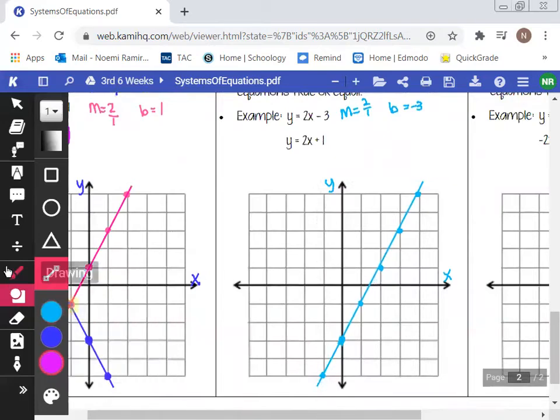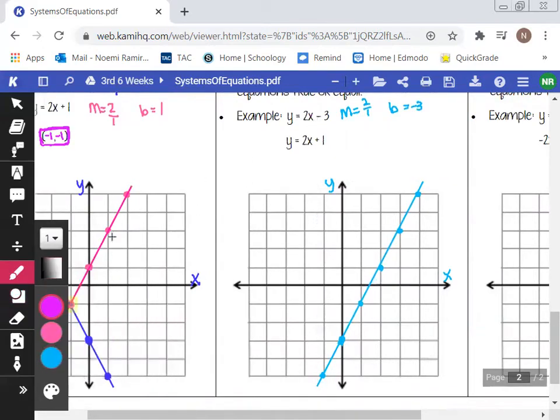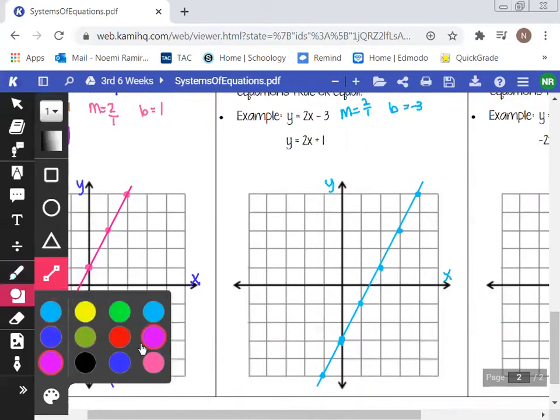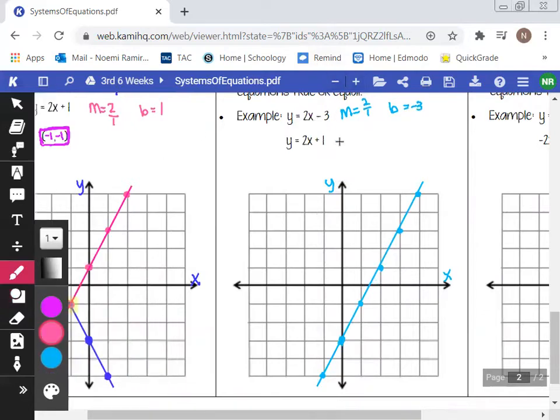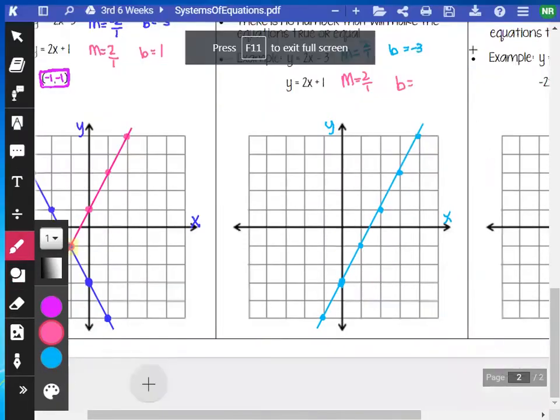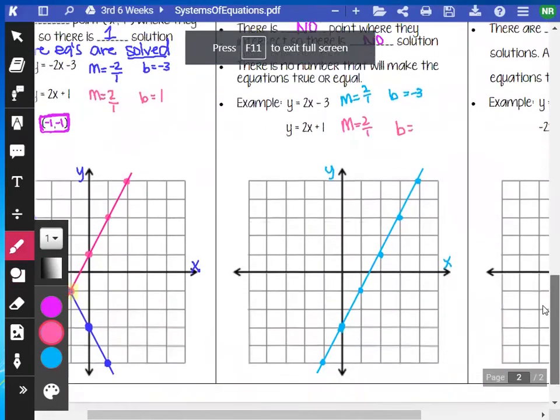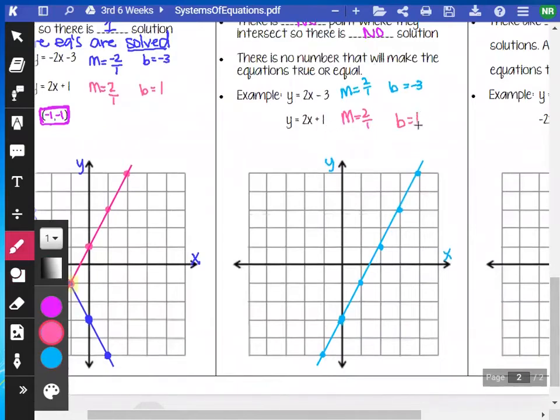Okay. Let's plot the next one. Actually, I'm going to do it in pink. My slope, 2/1. Notice they have the same slope. My y-intercept, let me make this bigger because it's getting on my nerves, sorry. My y-intercept is 1. So y-intercept is a +1 this time. Same direction, up 2/1, up 2/1. Then opposite of up to the right, down to the left.